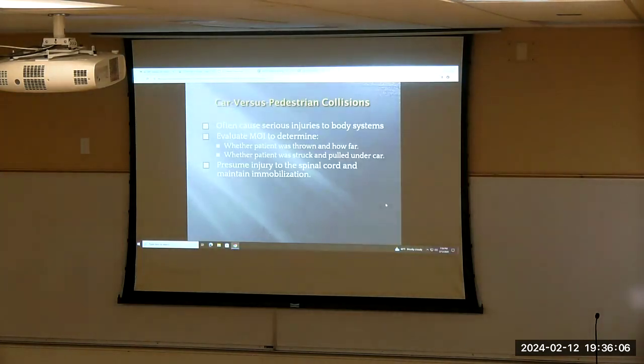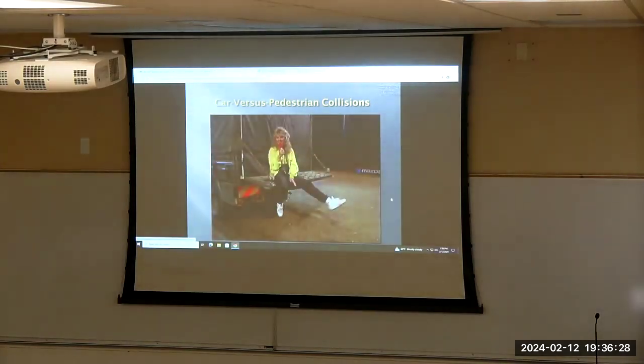All right, people, cars versus pedestrians. Cars generally win. Things you want to know for the back of the injury is where did they get struck? How far did they get thrown? Did they get knocked up onto the car? Or did they get knocked into oncoming traffic under the other car, which is more common than you think? And these people generally often have spinal injuries. Here's a compilation video.